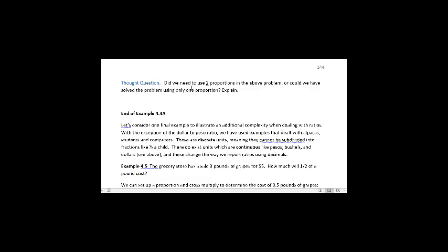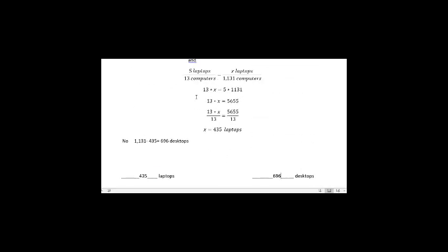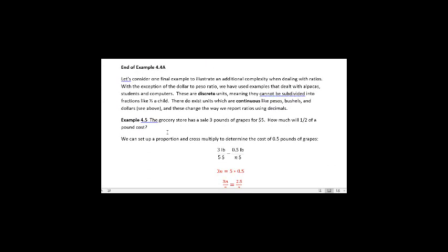Did we need two proportions in the above problem, or could we solve the problem with only one? Explain. Well, I did solve it with one. I found the amount of laptops, and then I just subtracted that from the total. So the answer is no, you only need one. All right, it's our last example.